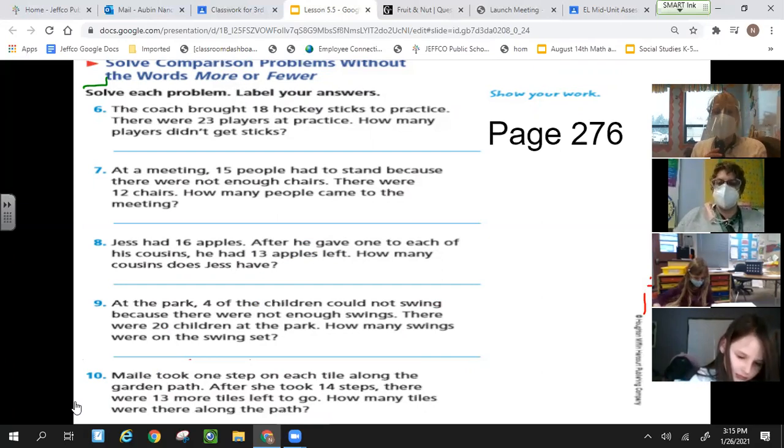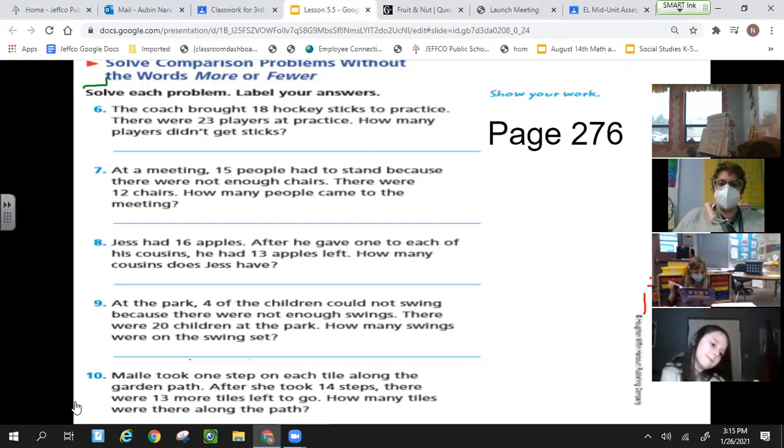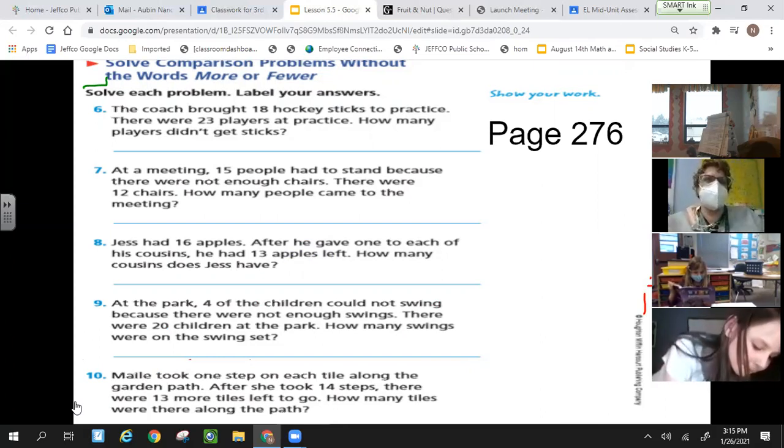If the coach brought 18 hockey sticks, can't you see the coach coming in? All right, team, I got 18 hockey sticks. Set them down. But there's 23 players. There's 23 of you and there's 18 sticks. How many players didn't get sticks? Someone's going to be mad. Show me what operation I would use to figure that out.